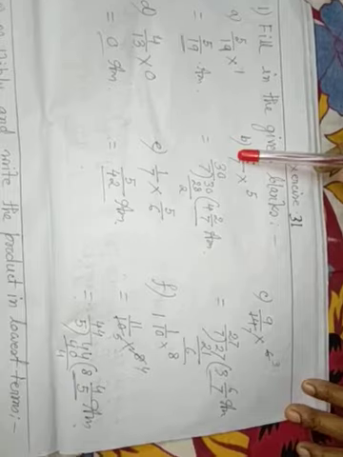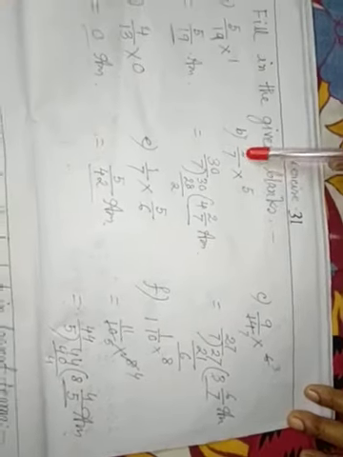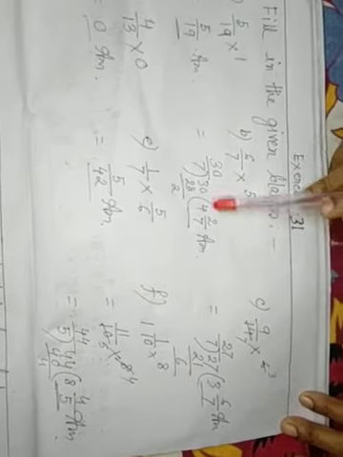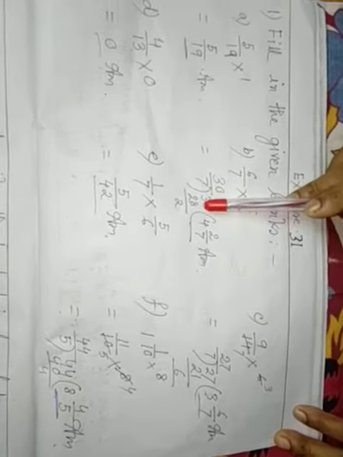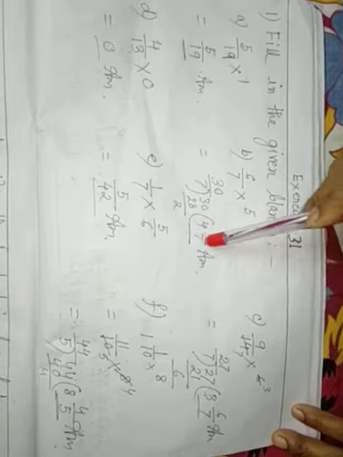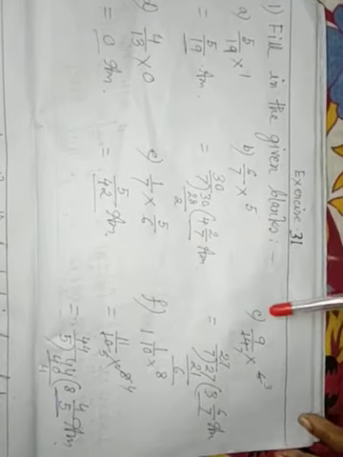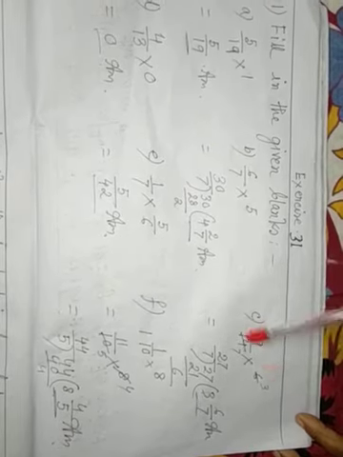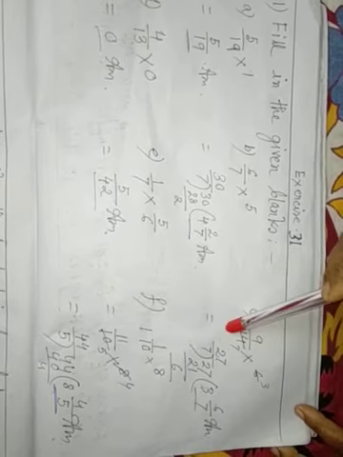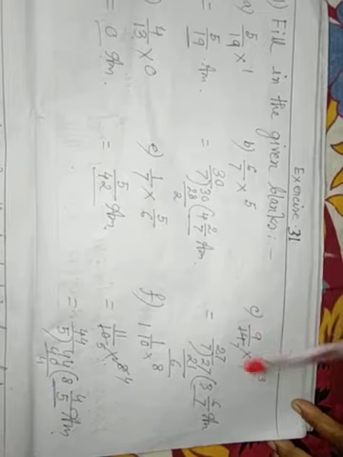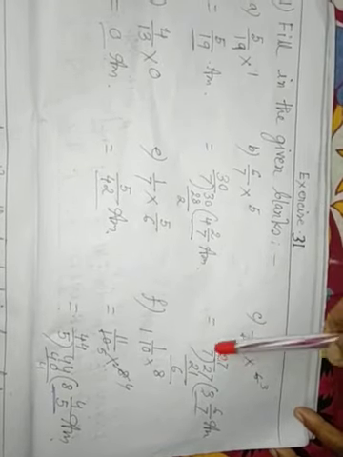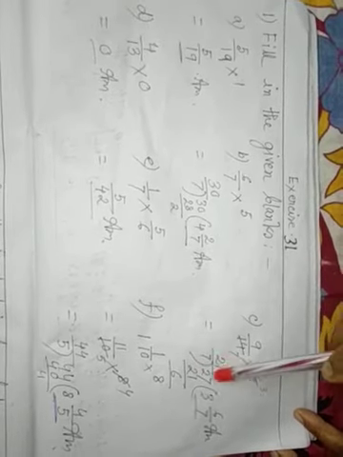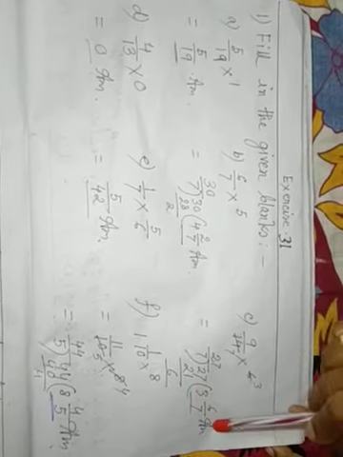B, 6 by 7 into 5. 6 into 5 is 30, and 7 fours are 28, so 30 minus 28 leaves 2, giving 4 and 2 by 7. Answer. C, 9 by 14 into 6. 7 twos are 14, 2 threes are 6. So 9 into 3 is 27 by 7. 7 threes are 21, 7 fours are 28, so 7 threes are 21, remainder 6. So 3 and 6 by 7 is the answer.